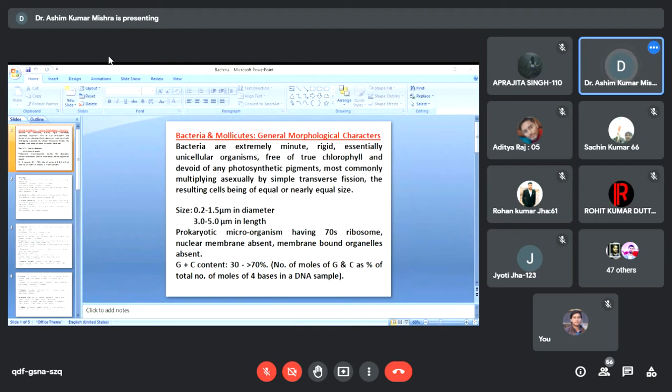Between this and the other, there is very little difference, and the difference is with respect to its cell wall, in bacteria and molecules. Otherwise, many things are similar. Most of the things are similar. So today we'll be discussing the general morphological characters.